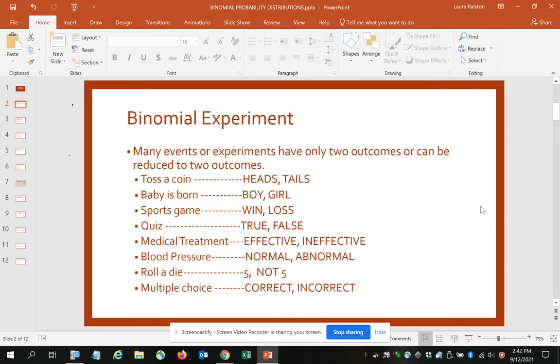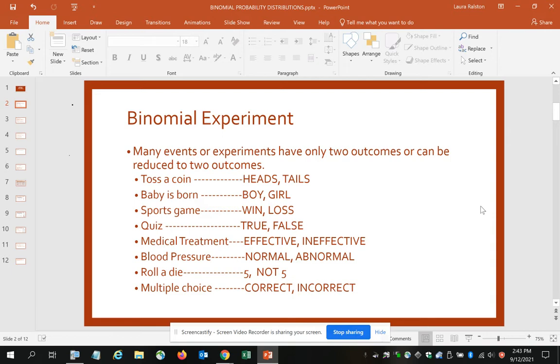We can reduce things like medical treatment and look at whether it is effective or ineffective, whether blood pressure is normal or abnormal. Even rolling a die, we can think about it as we roll a 5 or roll the number that we want. And then the other category is that we do not get the number that we want. So like 5 would be what we want, and not 5 would be what we don't want. Multiple choice, we can reduce that to two outcomes and have your correct answer and your incorrect answer.